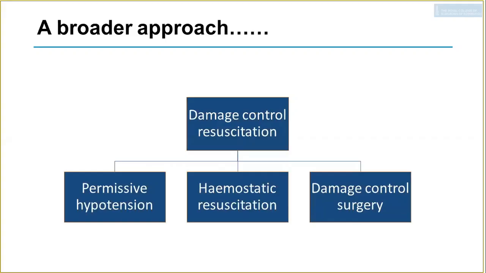It is a broader approach, okay? So damage control resuscitation consists of three broad areas. First of all, there's permissive hypotension. We allow our patients to be hypotensive, okay? Again, that will limit the bleeding until we can get control. We then have hemostatic resuscitation, which is stop the bleeding and replace blood with blood.